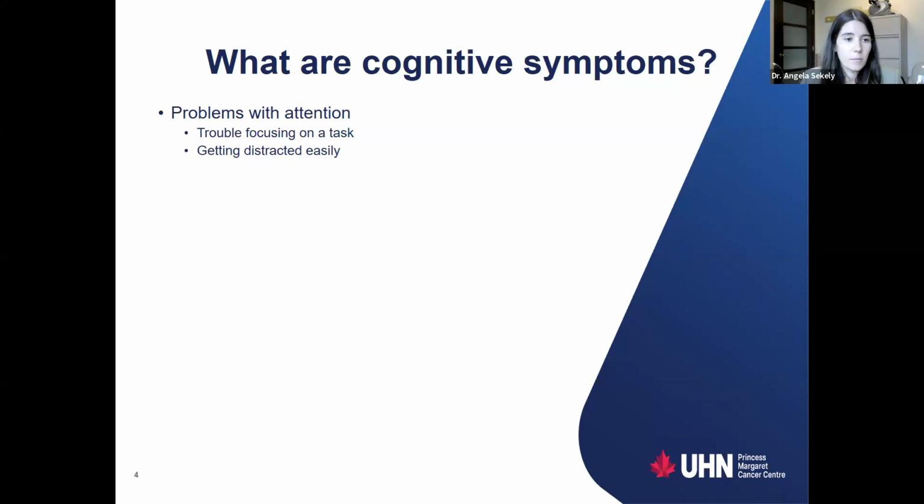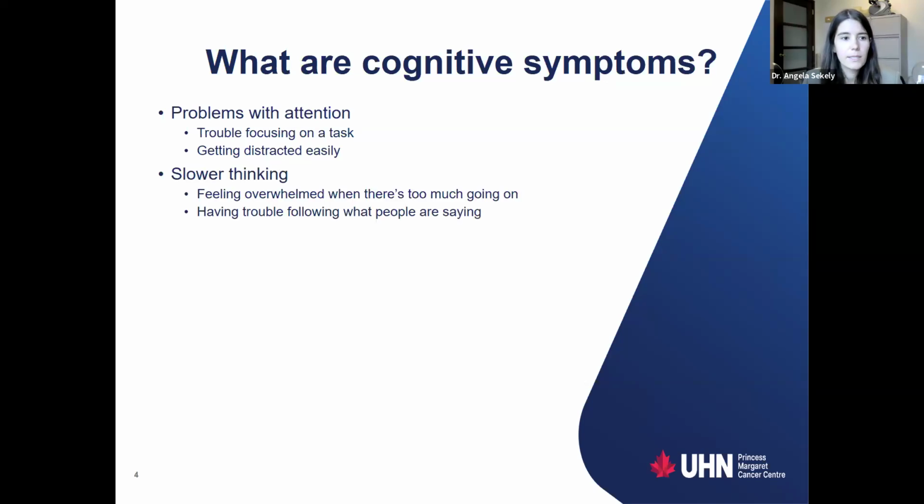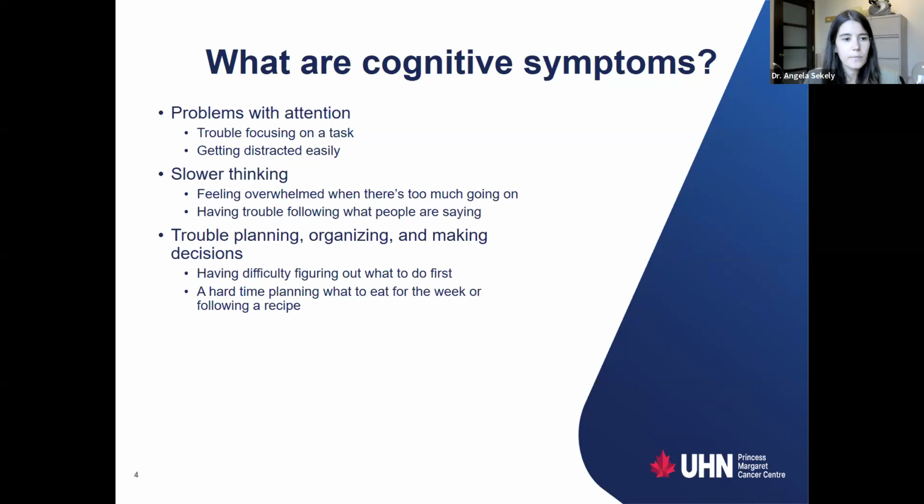One of the most common symptoms that people report are problems paying attention. So this is trouble focusing in on a task or getting really easily distracted by things in the environment, having slower thinking speed, so feeling overwhelmed when there's too much going on, or feeling like you're having trouble following what people are saying, needing to slow down when information is presented, having trouble planning and organizing or making decisions. So trying to figure out what to do first or what a logical sequence of steps is, having a hard time planning what to eat for the week or what tasks to do or follow a recipe, for example.